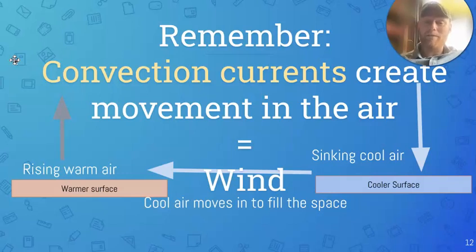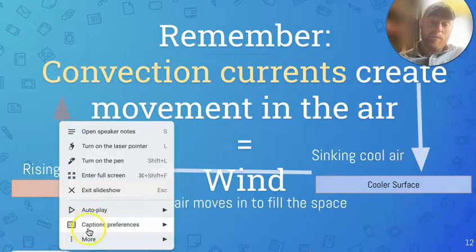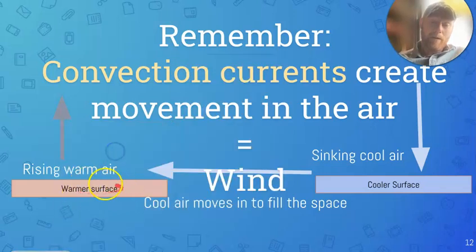So remember that convection currents, the movement of air, rising air and sinking air, creates movement in the air. We call this wind, right? And so wind is created when warm air that is warmed up by the Earth's surface, right over here, rises up because as it gets warmed, it becomes less dense, and less dense things tend to rise. And it cools down as it gets further away from that heat source and sinks again.